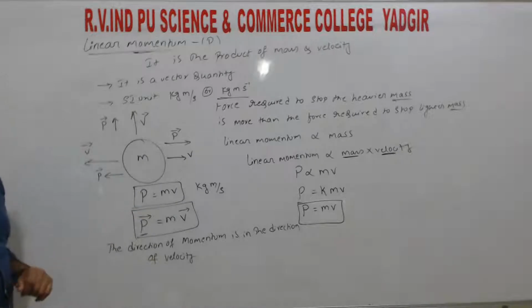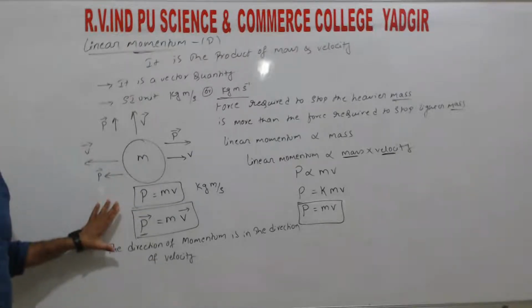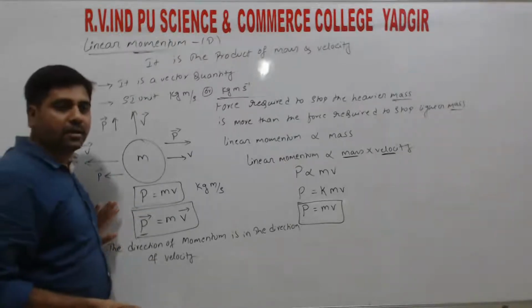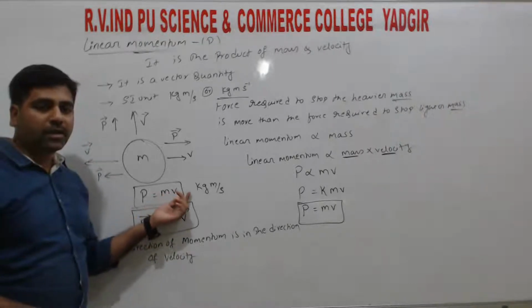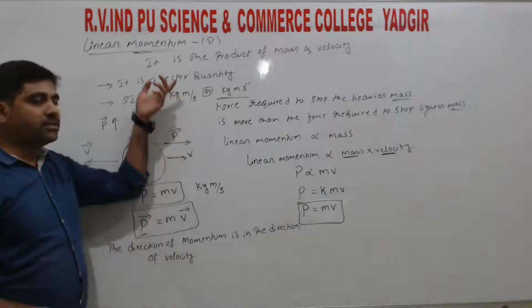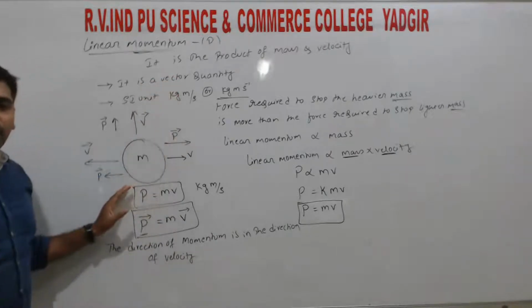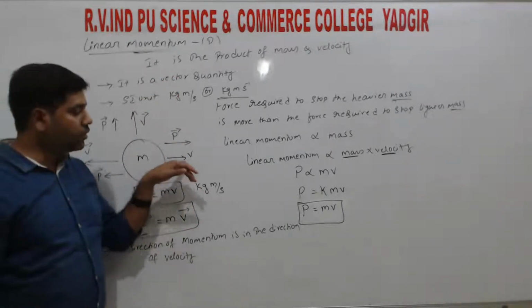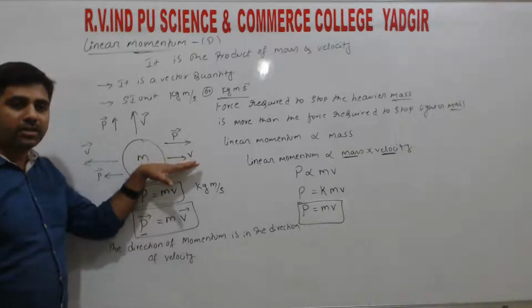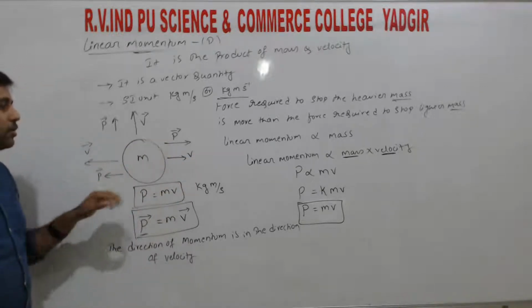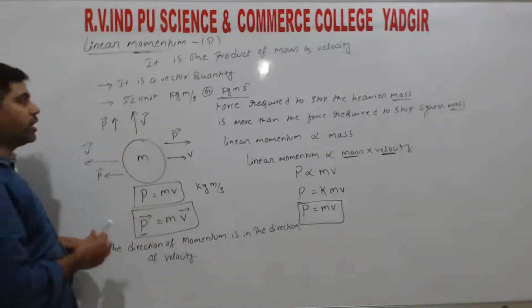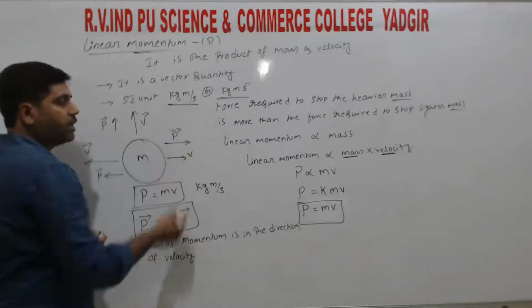So this is all about momentum. Each and every body has a momentum. Momentum is defined as the product of mass and velocity. It is a vector quantity. The direction of the momentum is always in the direction of the velocity. In whichever direction the velocity is, momentum is also in the same direction. Next, the SI unit, very important. The SI unit is kg meter per second.